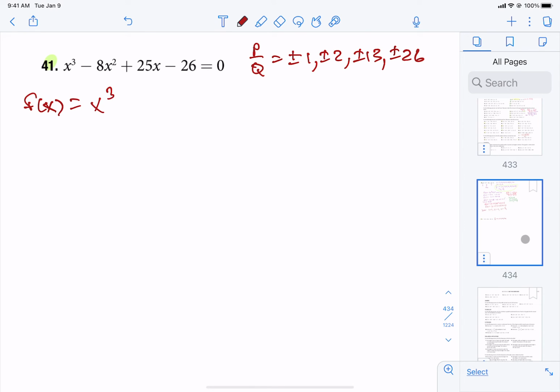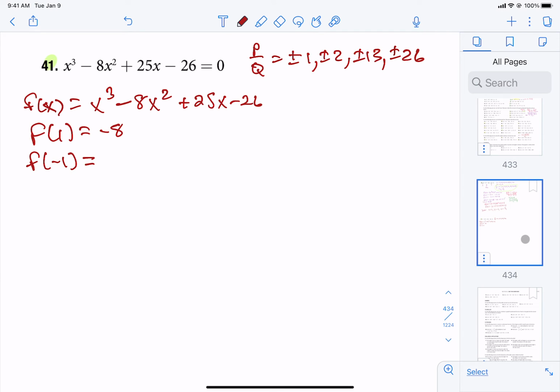So our f of x is the cubic that you see here. So let's plug in 1. 1 gives us 1 minus 8 plus 25 minus 26, which is negative 8. Nope. So then try negative 1. It's going to be negative 1 minus 8 minus 25 minus 26. Do you see how that gave us lots of negatives? So on that list, I would only start trying positives. Let's try 2.